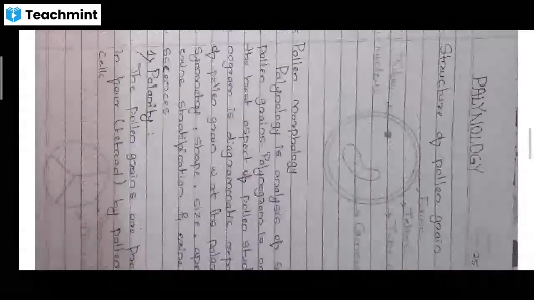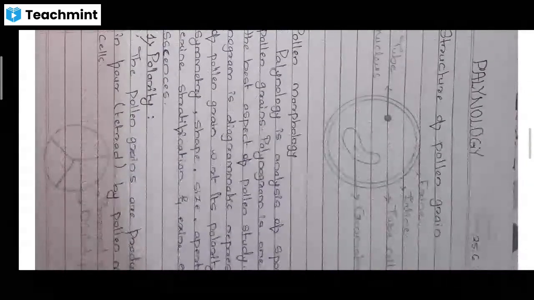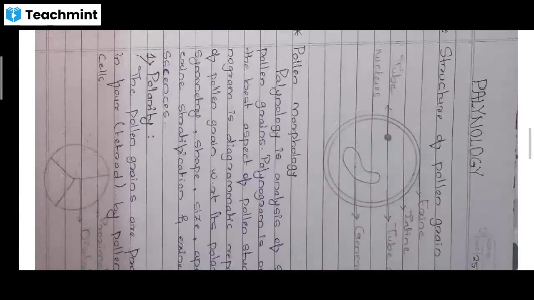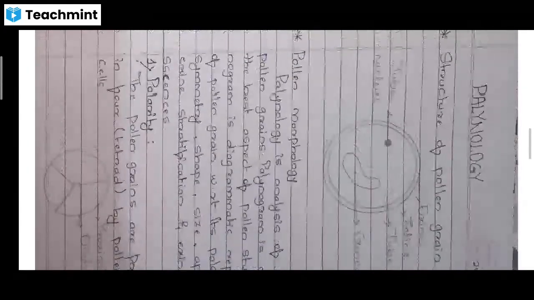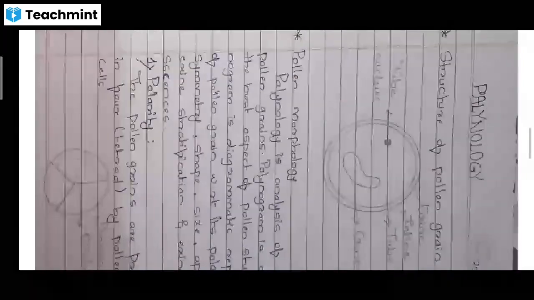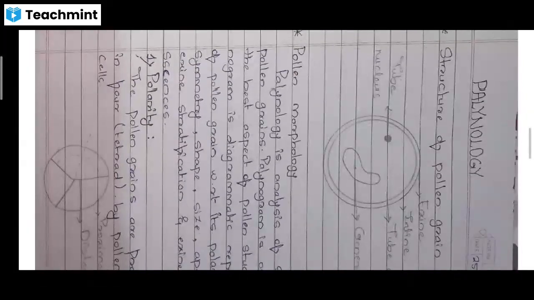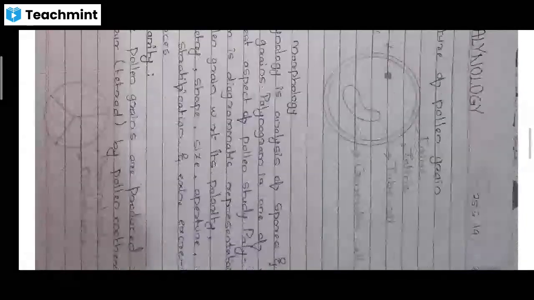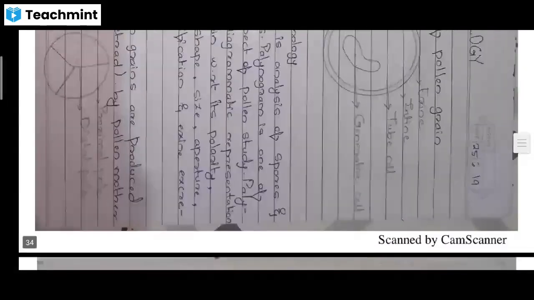The palynogram is very important in that sense, as the different aspects of the pollen grains are studied. The first point is polarity. What is meant by polarity? Polarity is the axis produced in pollen grains, by which they can be differentiated, as the pollen mother cell divides into the four tetrads.